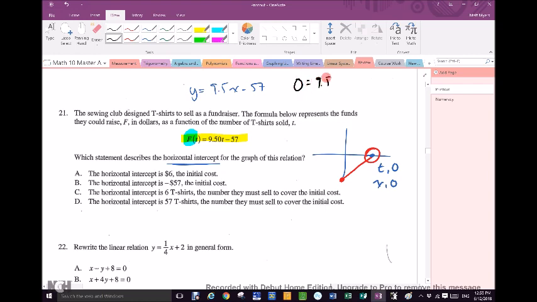0 equals 9.5x minus 57. Which means 57 equals 9.5x. Which means x equals 6. If x equals 6 and x is also t, then 6 must equal t, yes? Are t the number of t-shirts? So where do you see a 6 that refers to the t-shirts? C.